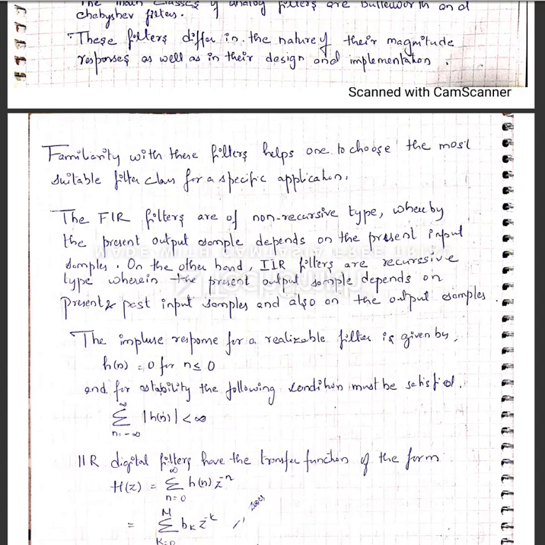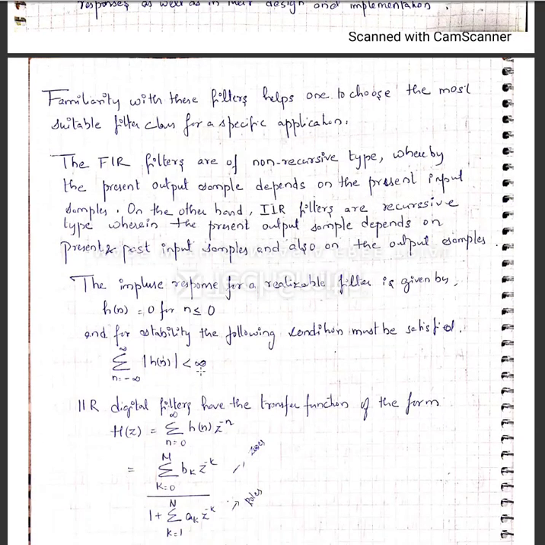So the impulse response for a filter which is realizable in nature will be, you can see, with respect to some limits: h of n equal to 0 for n less than or equal to 0, and for the stability condition, the summation from n equal to minus infinity to plus infinity of the mod of h of n is less than infinity.